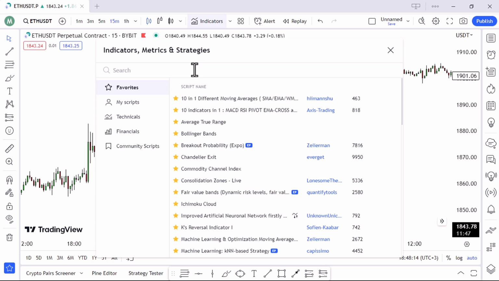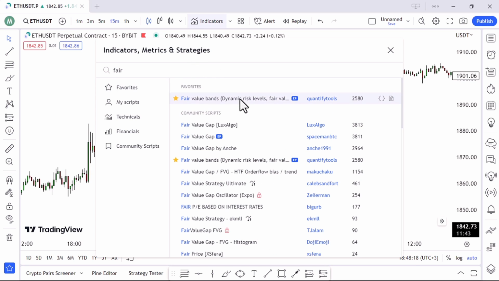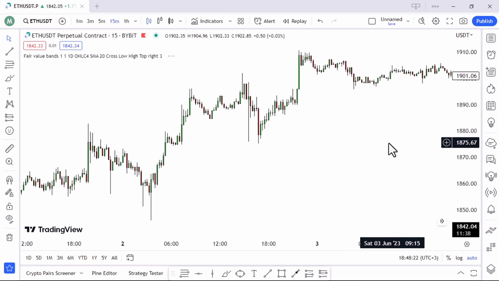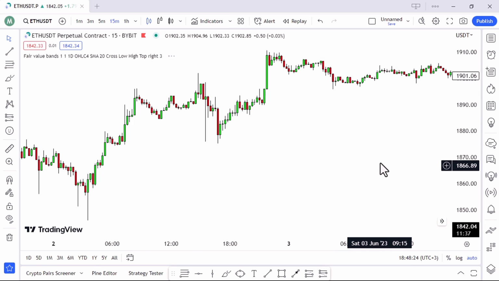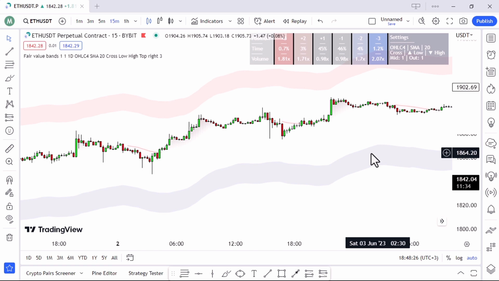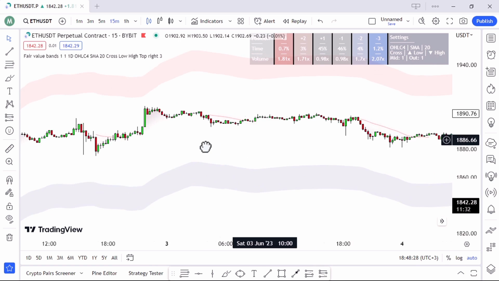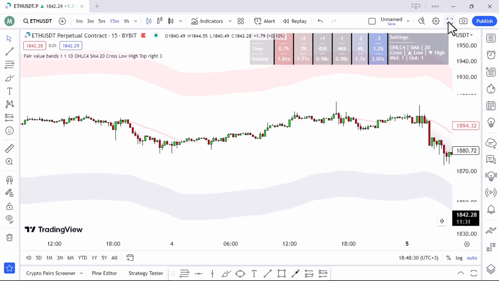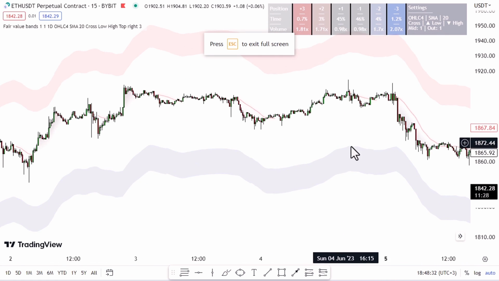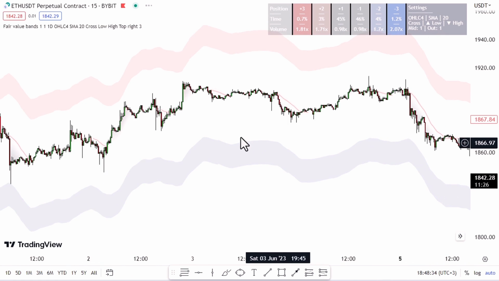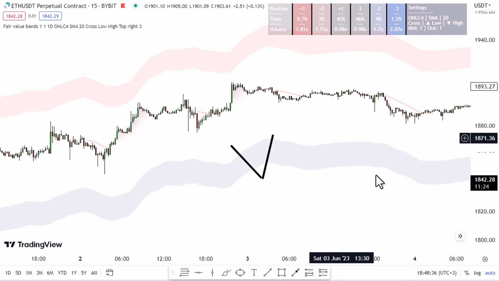On the indicator search tab, search for the fair value bands, this one by Quantify Tools. Now, fair value bands work by showing dynamic points in price where the behavior is considered normal or not normal. This means it indicates when the price is trending at or around the mean. This middle line is right here, which is considered the fair value.